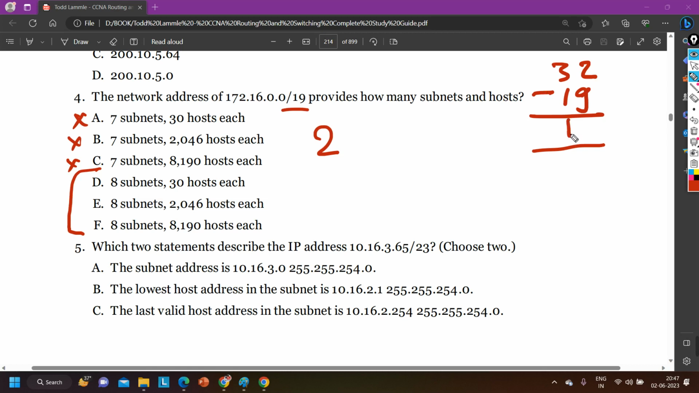We have borrowed 3 bits. So 8 subnets is confirmed. What will be the valid hosts? 13 bits are remaining. So 2 to the power 13 minus 2 will be the answer, the valid number of hosts. If you calculate now, you will get this value, 8190. F is the right answer.